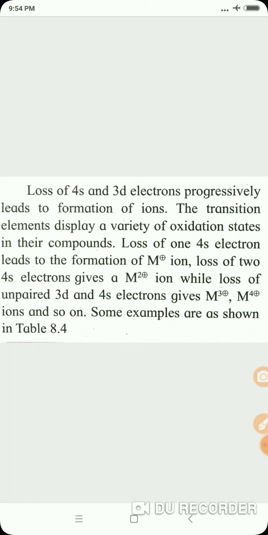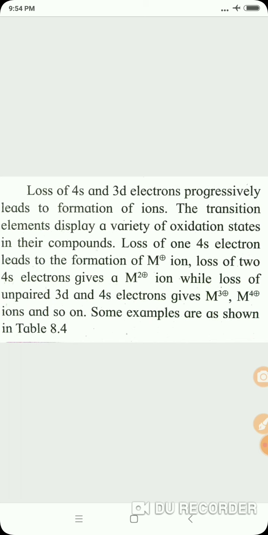So, when there is a loss of electrons from the 4s orbital and 3d orbital, it progressively leads to the formation of ions. Means when a metal atom loses its electrons, it gets converted into a positive ion, a positively charged species called ions or cations. The transition elements display a variety of oxidation states in their compounds.